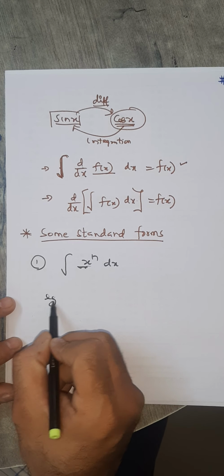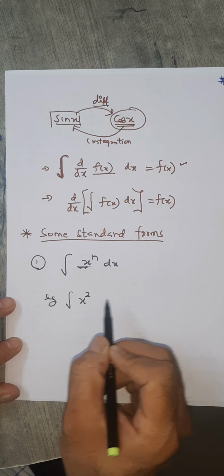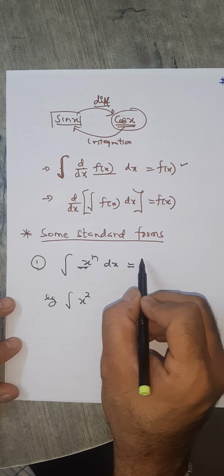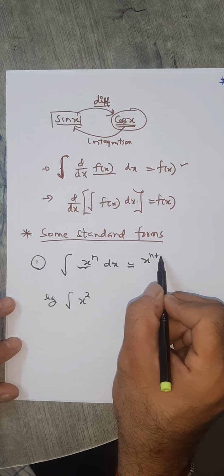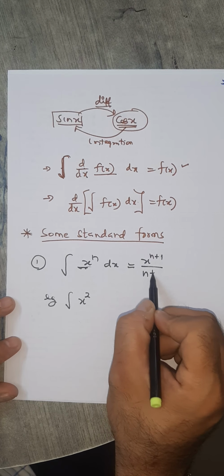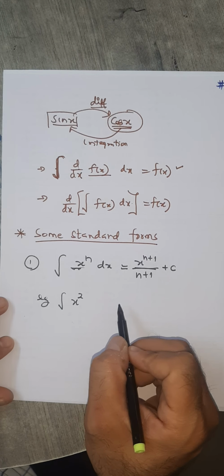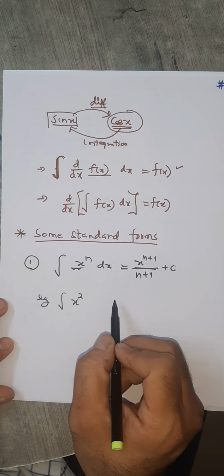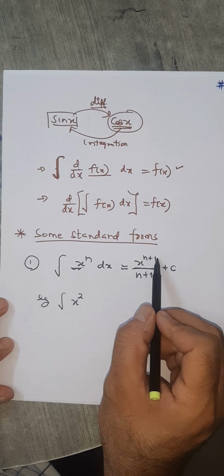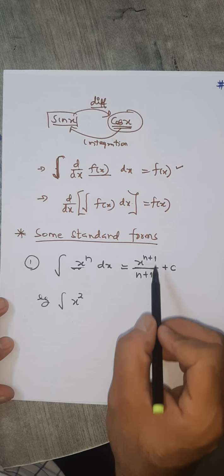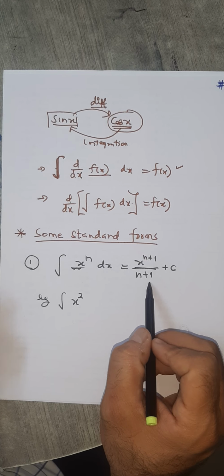For example, this x square. So here integration is given by x raised to n plus 1 upon n plus 1 plus c. Always, as I told you, we write plus c. What's the integral of x raised to n? That is x raised to n plus 1 upon n plus 1. Increase the power by 1 and divide by the same number.